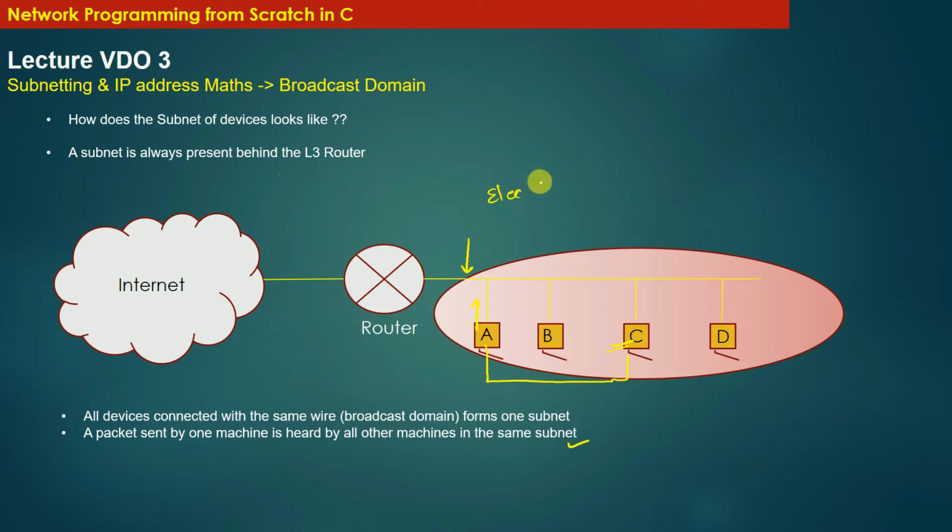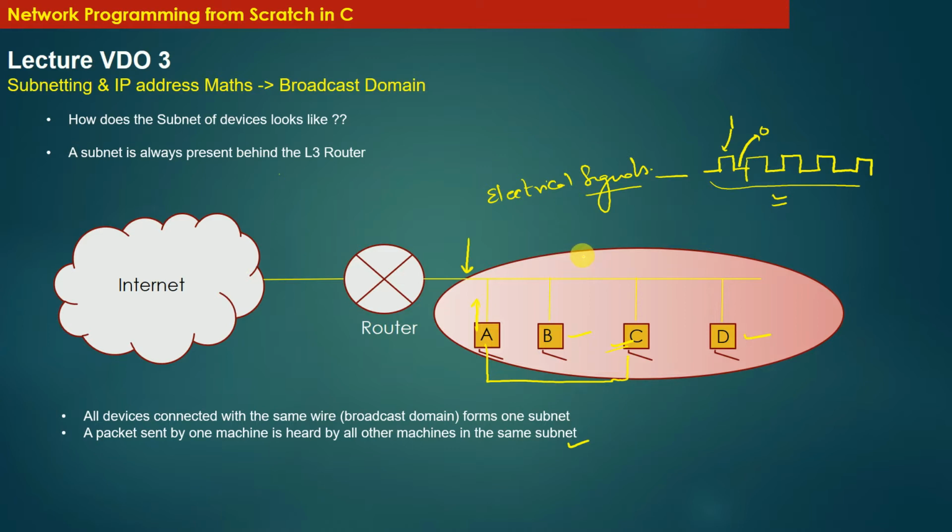So electrical signals are nothing but a varying voltage, a high and low voltage like this. So high voltage represents a bit 1 and low voltage represents a bit 0. So the rest of the machines which are connected to the same wire, that is machine B and machine D, actually detect these varying voltages or electrical signals which are being placed on the wire by machine A.